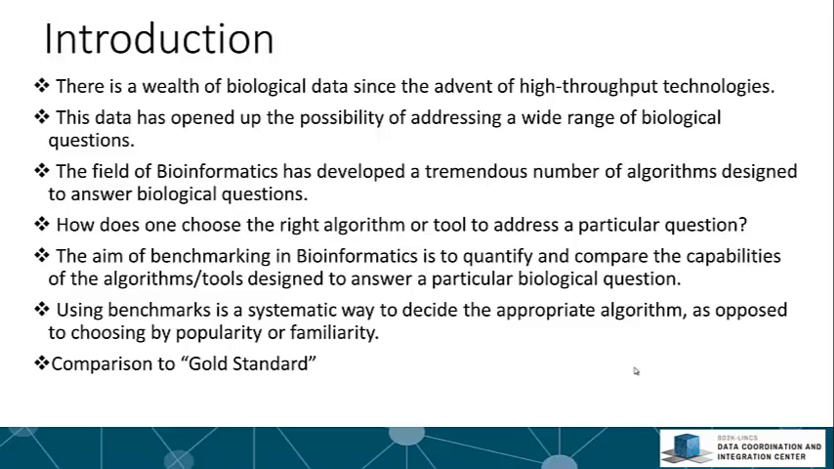The aim of benchmarking in bioinformatics is to provide a quantitative, objective comparison between the algorithms and tools, which is designed to assess their suitability for a particular biological question. So benchmarking is a systematic and objective method for assessing the available tools and algorithms for a specific biological question. Typically, the way that benchmarking works is by the use of a gold standard. Now, the gold standard is a ground truth by which each of the algorithms and tools are compared.